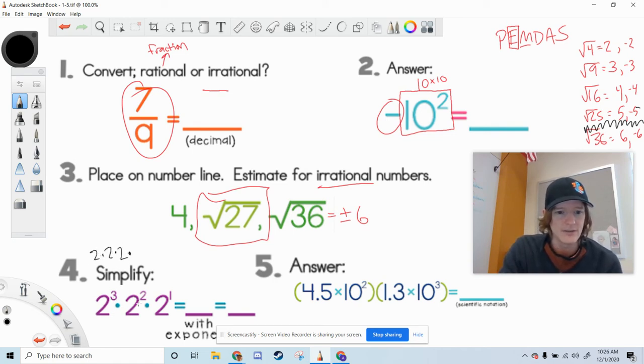For number 4, 2 to the third power, well, that's 2 times 2 times 2. And we're going to multiply that by 2 to the second power, 2 times 2. We're going to multiply that by 2 to the first power. So this is 2 to what power? And then figure out what that equals.